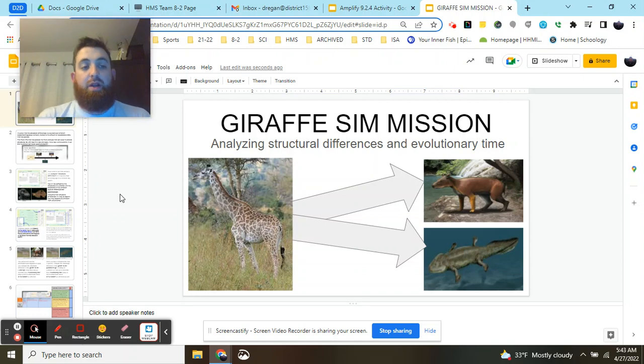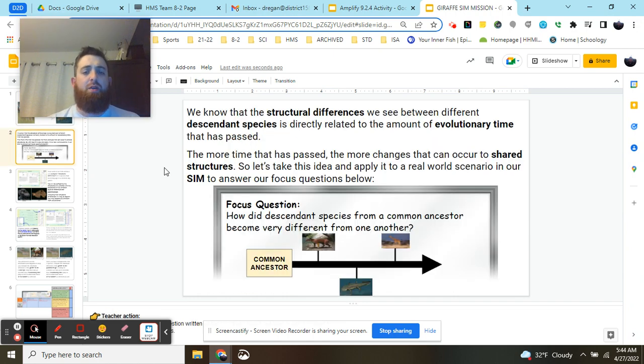Hey everybody, Mr. Regan here, and today we're going to be looking at taking everything we've practiced with understanding structural differences with descendant species and evolutionary time, and we're going to be taking a real-world approach as we dive into our simulator to analyze some structural differences that we see between our giraffe species here and two fossilized creatures in our sim.